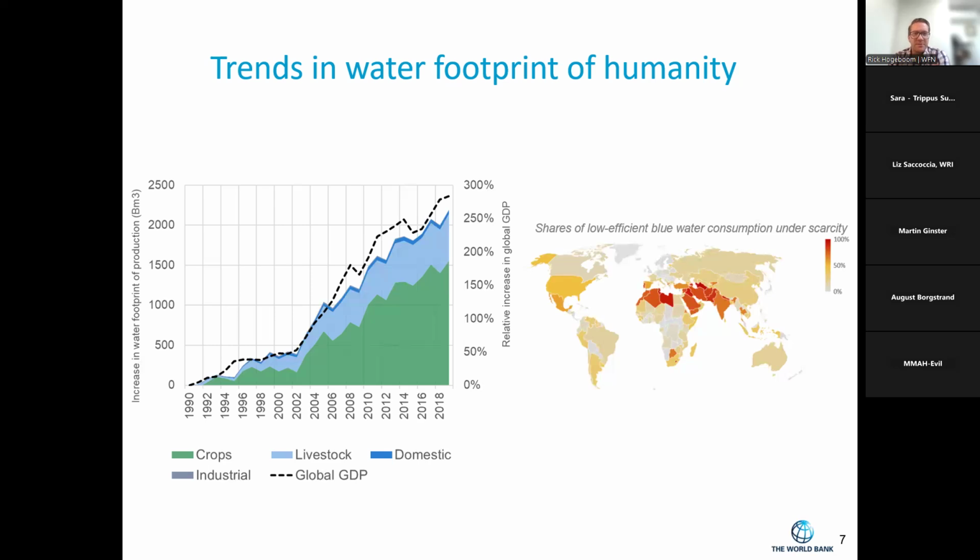I already alluded to the importance of agriculture, and we found that actually the unit water footprints of crops, so the amount of drops that we need per crop, we need fewer drops per crop over time. We have become a little bit more efficient here, but regionally there are still very high shares of low efficient crop production, where we are really wasting a lot of water.